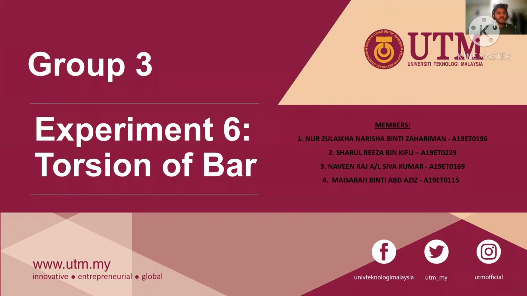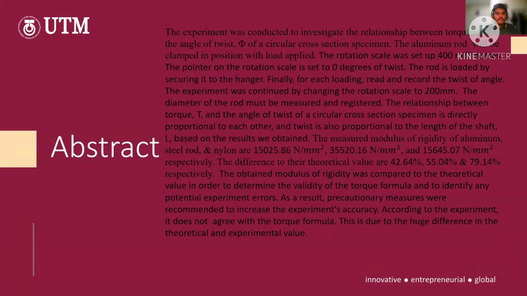Our presentation will be on Experiment 6, which is torsion of a bar. The first part of the experiment is the abstract. The experiment was conducted to investigate the relationship between torque and the angle of twist of a circular cross-section specimen.